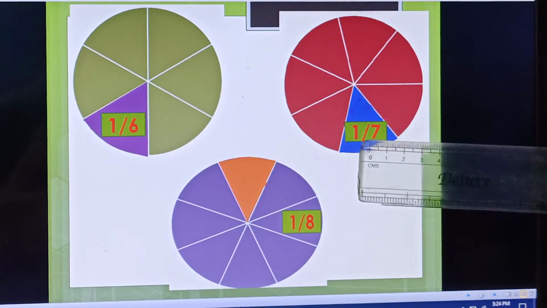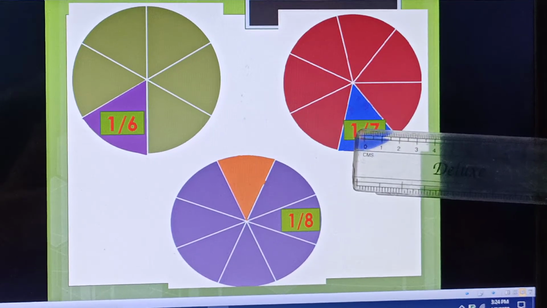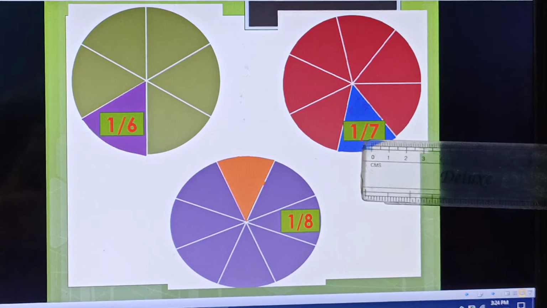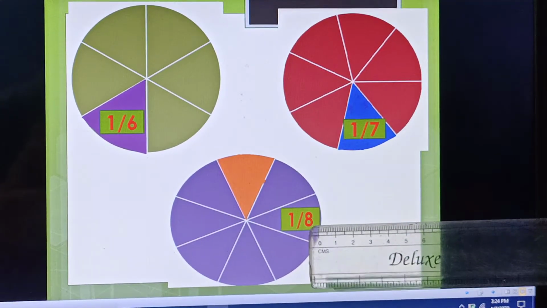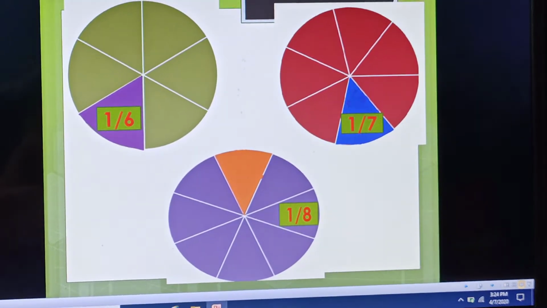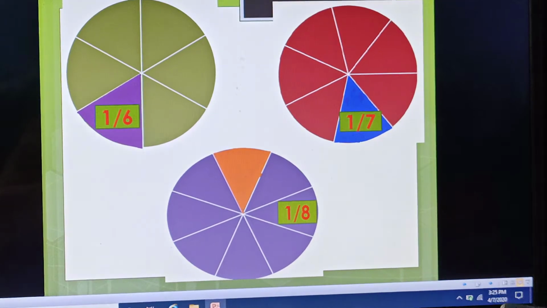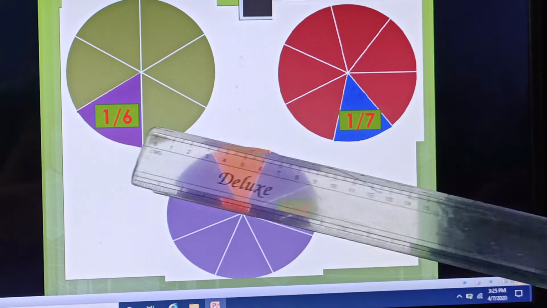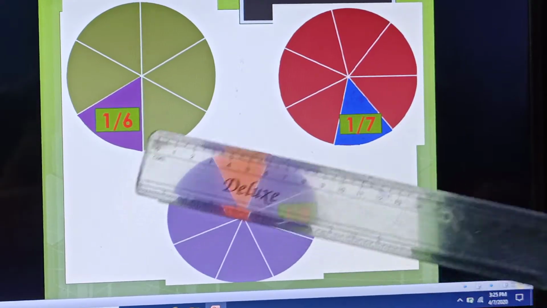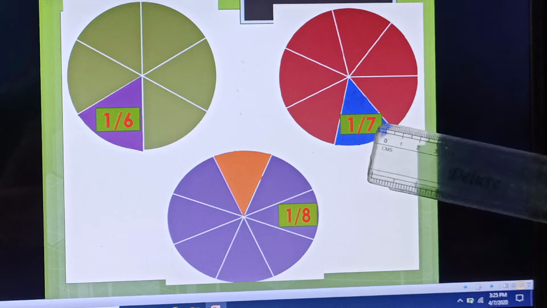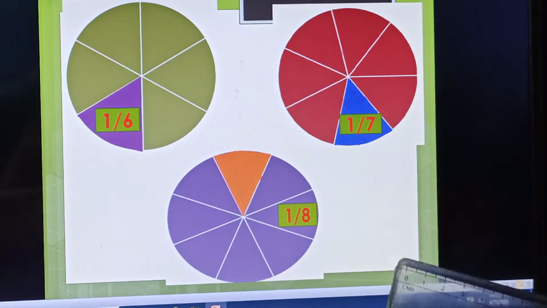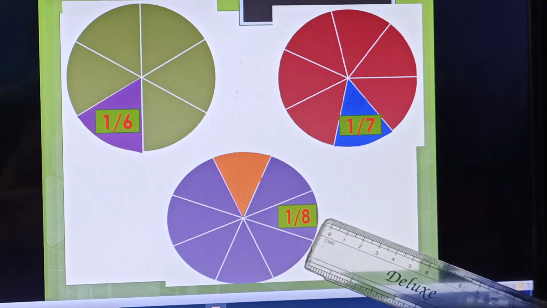Coming on to the next. This reminds us of a pizza with 7 slices. One slice is marked as 1 by 7. Similarly, the last pizza shows us the slice marked as 1 by 8. Looking carefully at the circles, we can see that the slice marked as 1 by 6 has a bigger size as compared to the slice marked as 1 by 7. Similarly, the slice marked as 1 by 7 has a bigger size compared to the slice marked as 1 by 8.